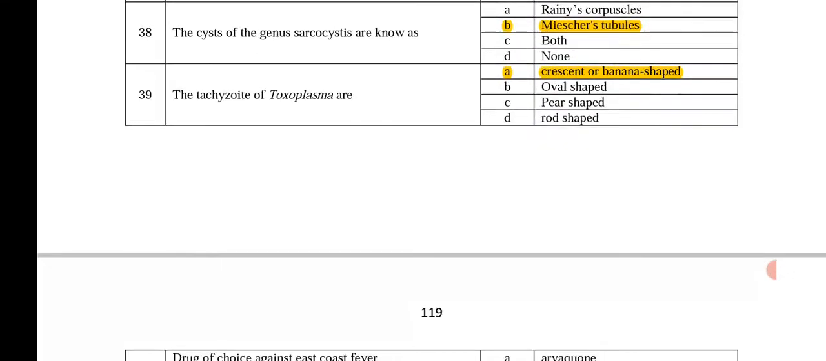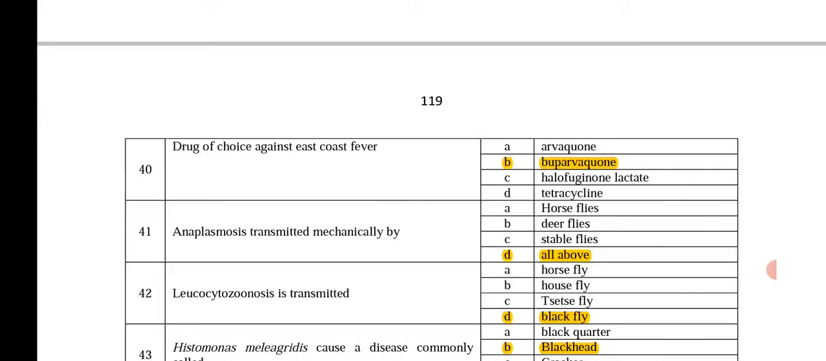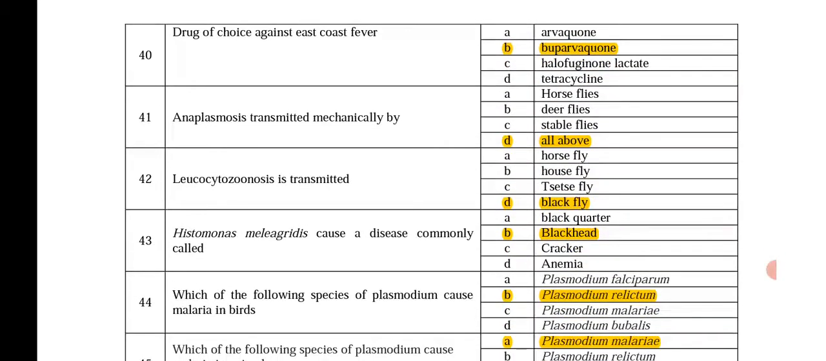The tachyzoites of Toxoplasma are crescent or banana shaped. Drug of choice against East Coast fever is buparvaquone. Anaplasmosis is transmitted mechanically by all of the above: horseflies, deerflies, and stableflies. Leucocytozoonosis is transmitted by black fly. Histomonas meleagridis causes a disease commonly called blackhead.